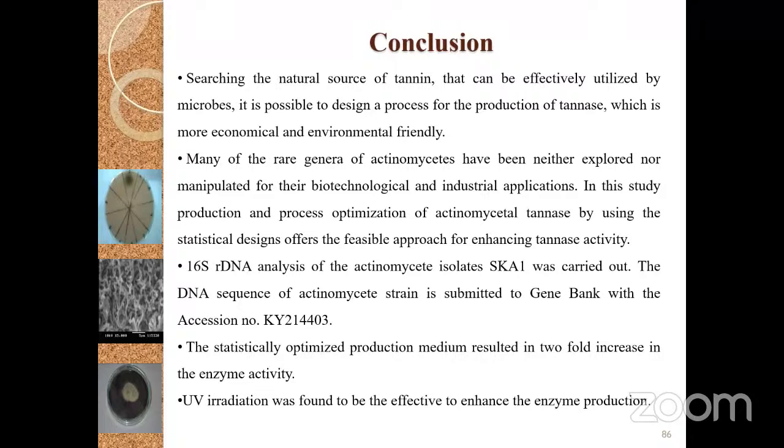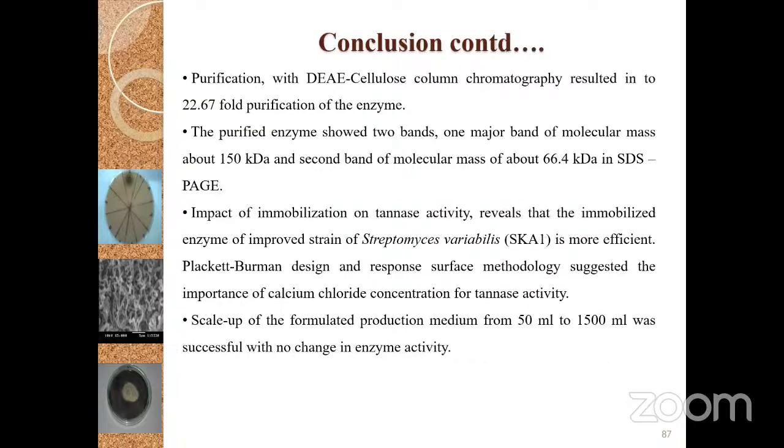16S rDNA analysis of the actinomycete isolate was carried out, and the DNA sequence of the actinomycete strain was submitted to GenBank with the accession number KY214403. The statistically optimized production medium resulted in a 2-fold increase in enzyme activity, while UV irradiation was found to be effective in enhancing enzyme production.